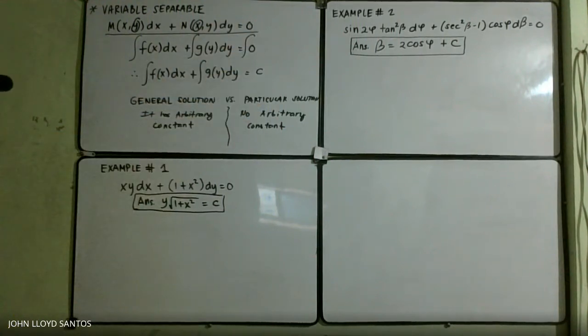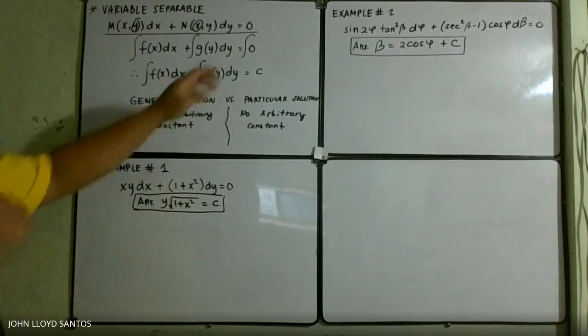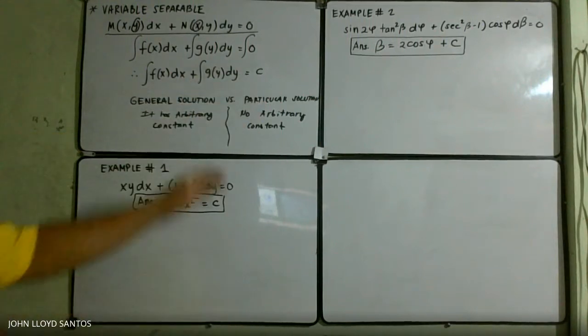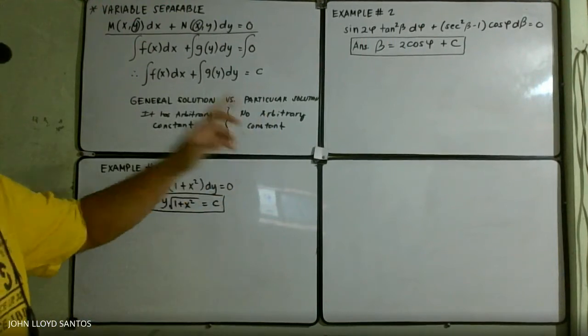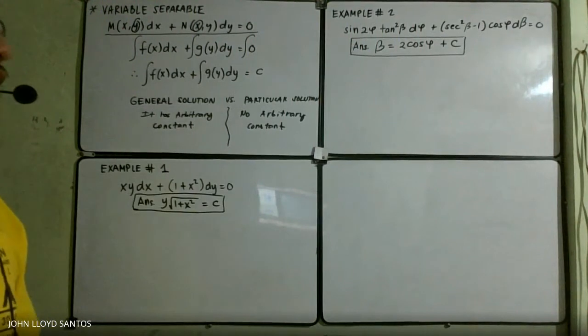So meron tayong dalawang klase ng solution for the variable separable. So we have what we call the general solution. Actually, itong solution to is for all, pag sinolve natin yung differential equation. So meron tayong tawag na general solution at saka particular solution. So madali naman silang i-differentiate bawat isa. Kasi pag sinabi natin general solution, it has arbitrary constant. So meron tayong arbitrary constant C, while for the particular solution, it has no arbitrary constant. So ito yung mga differential equations na merong mga bounded conditions.